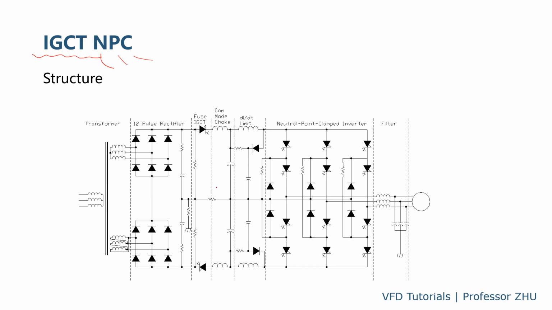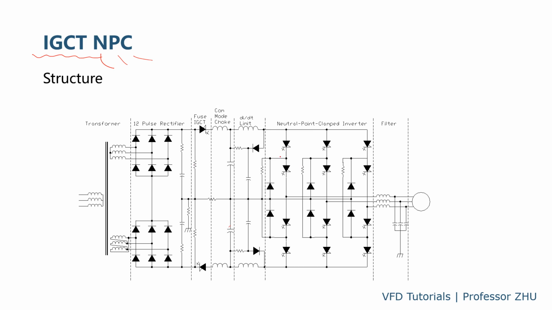So this is a topology. This is a VS drive, so it uses diodes as a rectifier, and two sets of diodes, 12 pulse, and you can also configure it with a higher pulse number. And this is the DC capacitor. And this is the inverter side, three-phase UVW.